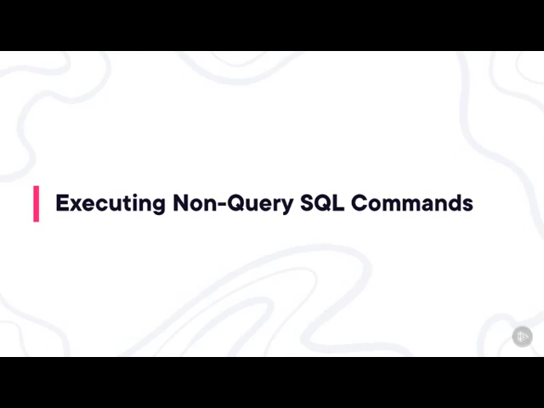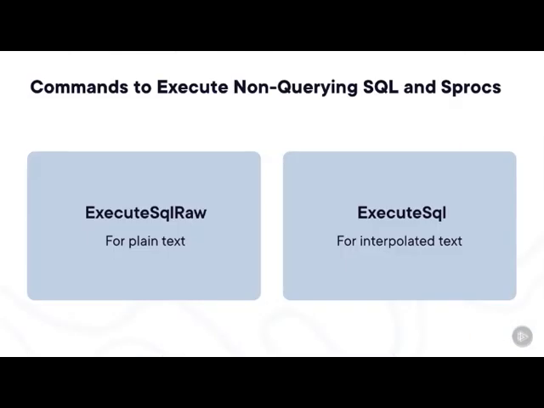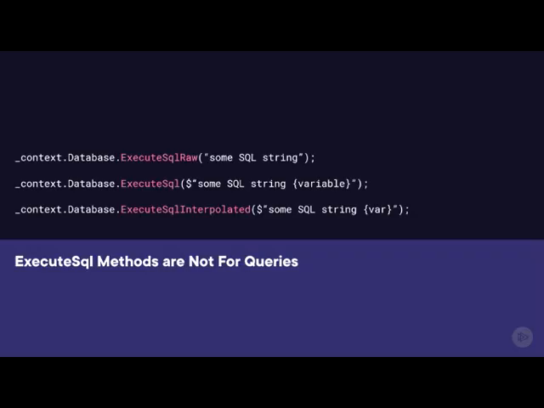In addition to querying the DbSets with raw SQL, it's possible to send raw SQL to the database for other tasks using the ExecuteSqlRaw and ExecuteSql methods. And like the ExecuteUpdate and ExecuteDelete methods we saw earlier, these are methods of the DbContext Database property. But the ExecuteSql commands can't be used for queries. Not only can they not materialize query results, the only result you'll ever get back is the number of rows affected by whatever command you sent.